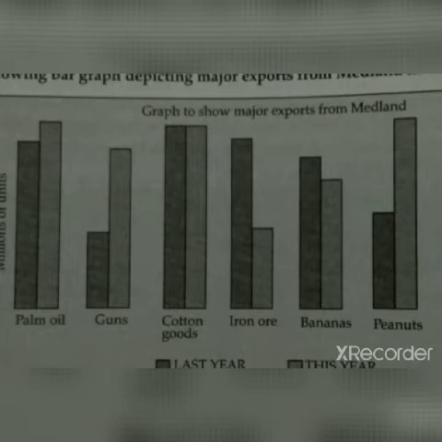However, the graph of cotton goods shows the same number in both years. So cotton goods. Here no change, same number of cotton goods were sold in the previous year as well as the present year. So this way you can write the analytical paragraph. So study the bar graph, then you write. So let's see one more example.